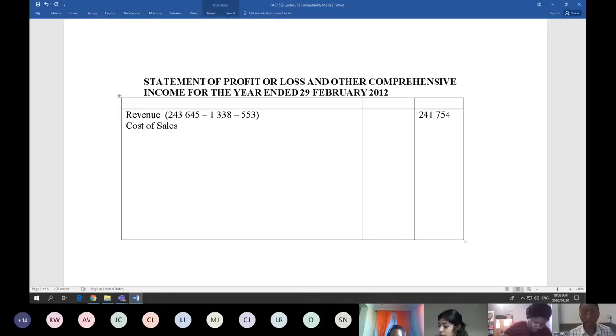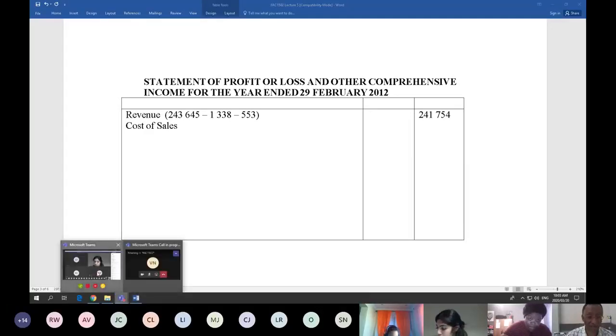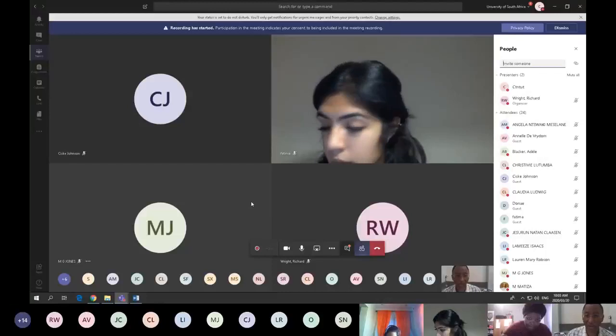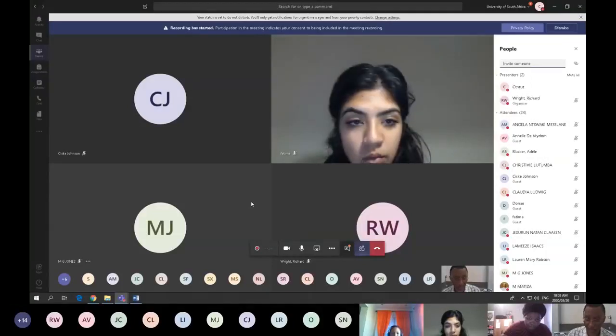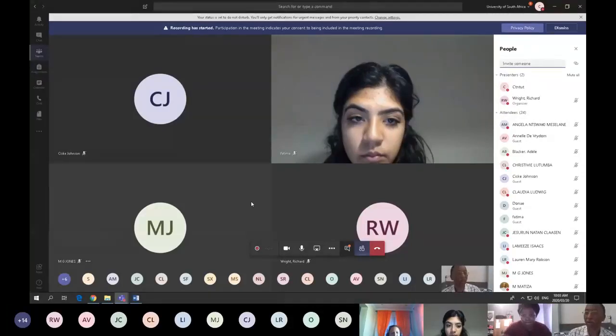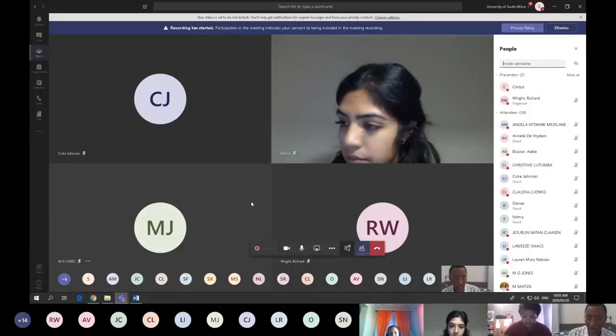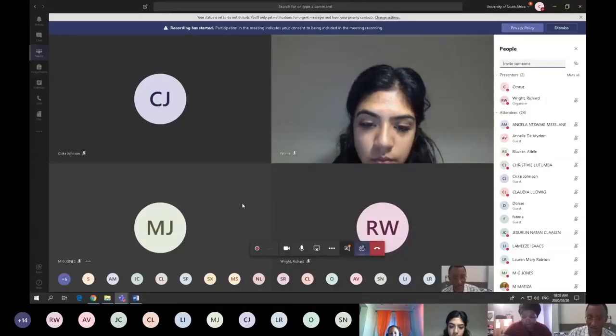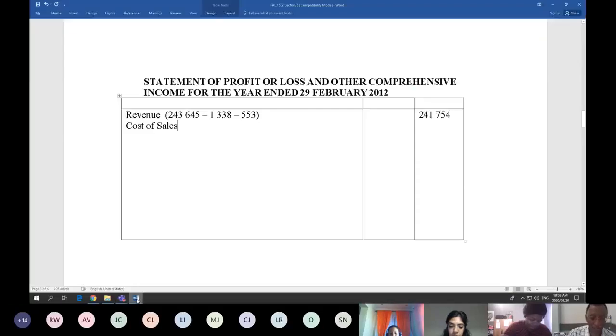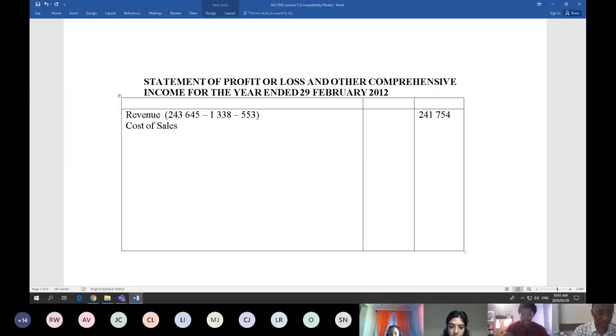This is a periodic inventory system. In the periodic inventory system, you must be able to calculate your cost of sales. You must know that your cost of sales is equal to the opening inventory plus your purchases plus your carriage on purchases minus closing inventory. That is how we calculate our cost of sales. So back to our question now, let us take a look at the calculation of cost of sales.